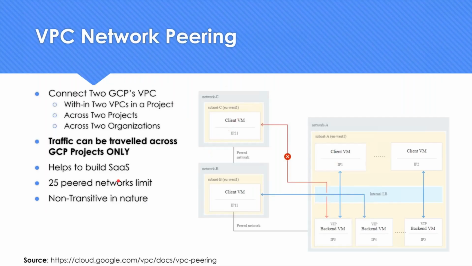So that's one limit. And the last important thing, which is very important, and because of this nature only, we will use some alternative products in the future. It's non-transitive in nature. So what do you mean by non-transitive in nature? Simple, go back to your arithmetic class which you did in your school days.